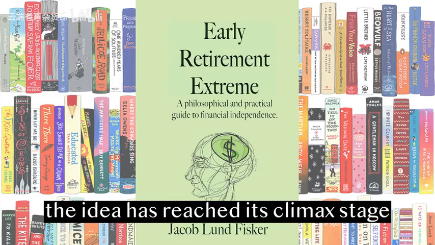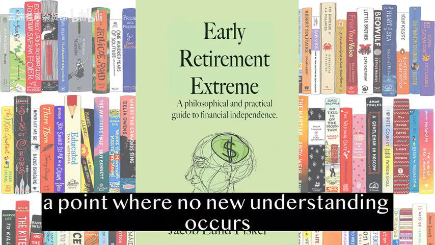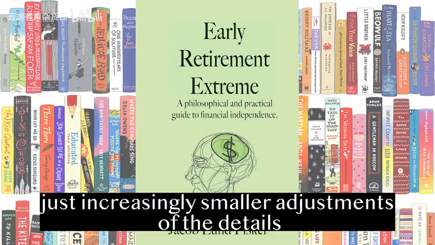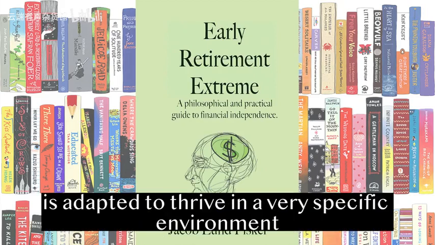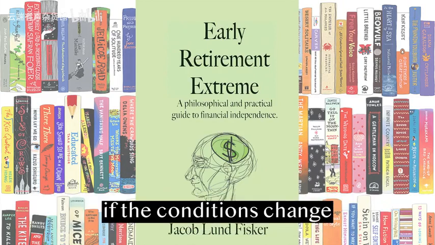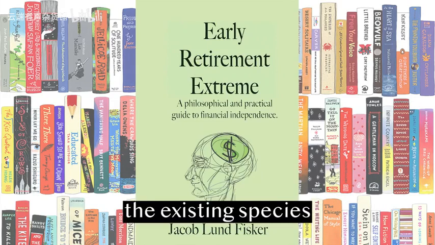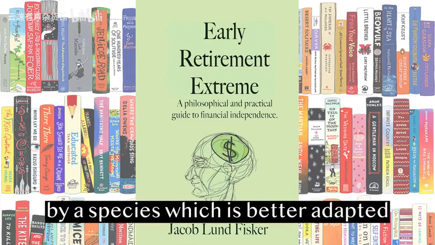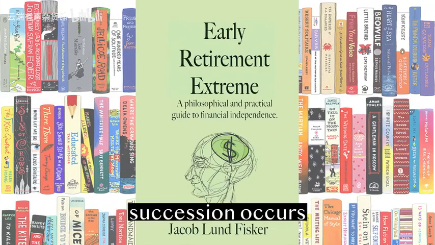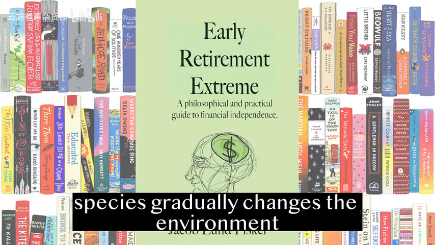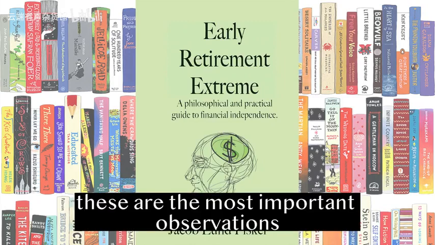The idea has reached its climax stage, a point where no new understanding occurs, just increasingly smaller adjustments of the details. Some observations. Each species is adapted to thrive in a very specific environment. If the conditions change, the existing species will be outcompeted by a species which is better adapted to the new conditions. Succession occurs because the dominance of one species gradually changes the environment. These are the most important observations.